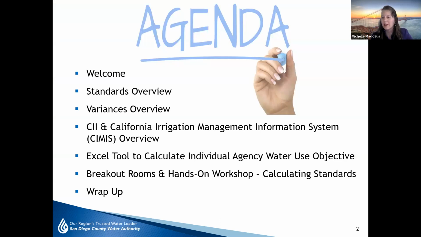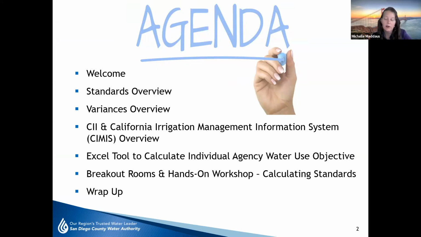So again, the meetings continue, the information continues to come out. And so we're going to dive into a little bit about the standards. Elizabeth will be covering that. We'll be doing a little bit on the variances, and that will be covered by Jessica. Then we're going to have CII and a little bit of the SIMUS overview, spatial SIMUS, and that will be covered by Efren. And then I will be covering the Excel tool.